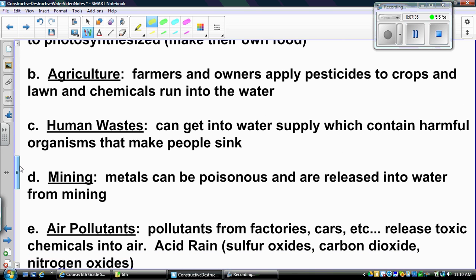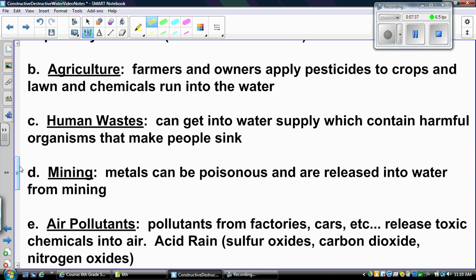Another source of pollution is human waste. This can get into the water supply, which can contain harmful organisms that make people sick. This can happen even though we do have water purification and filtration systems. Sometimes things can go wrong with that.